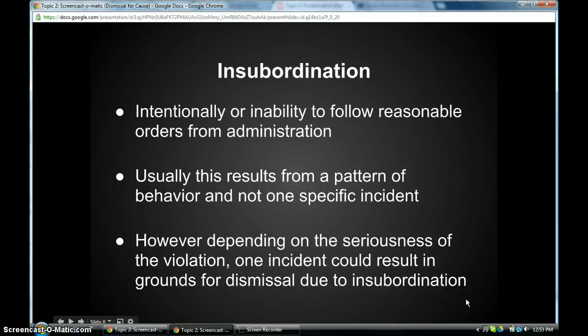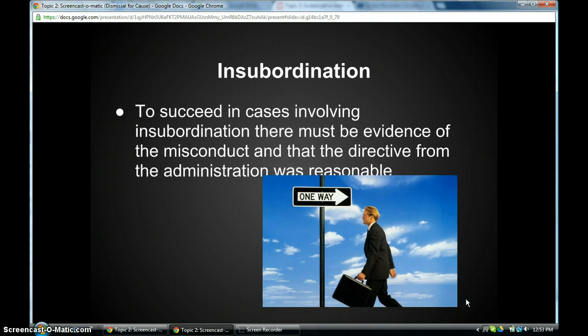Insubordination: intentional refusal or inability to follow reasonable orders from administration. Usually this results from a pattern of behavior and not one specific incident. However, depending on the seriousness of the violation, one incident could result in grounds for dismissal due to insubordination. To succeed in cases involving insubordination, there must be evidence of the misconduct and that the directive from the administration was reasonable.